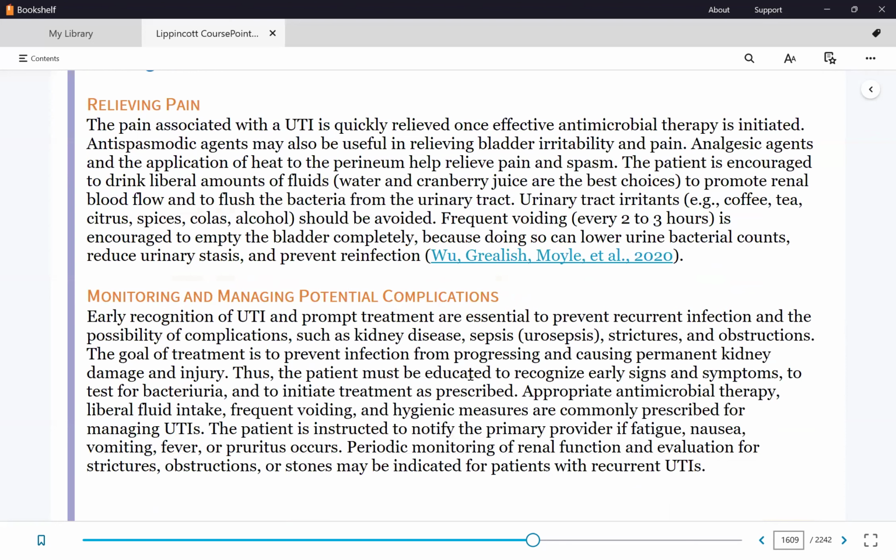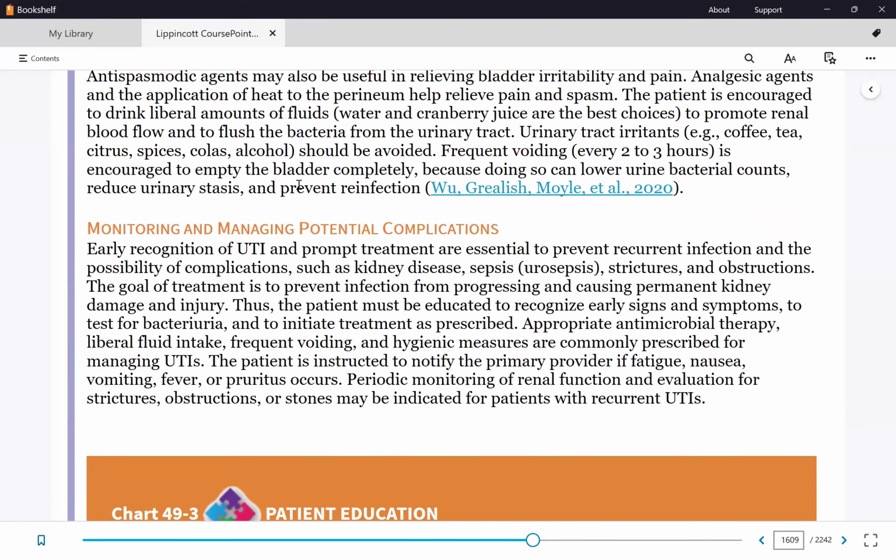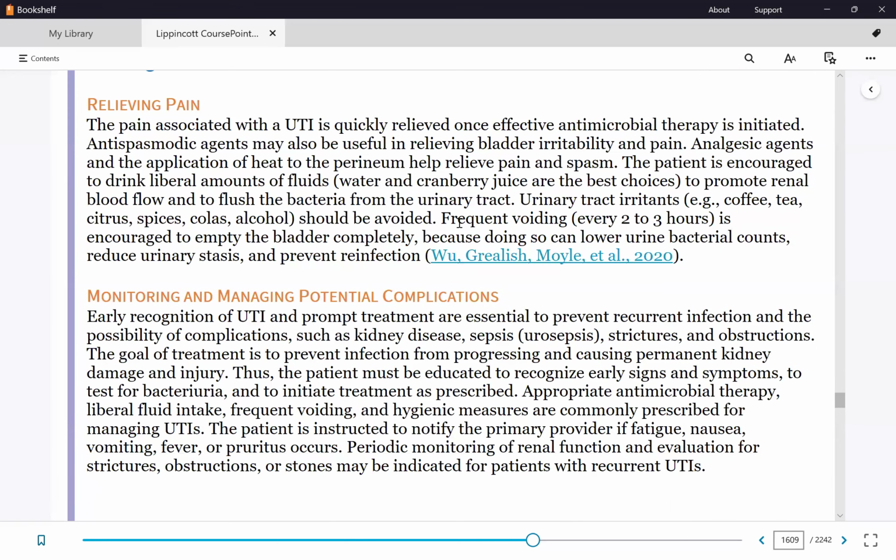Phenazopyridine. What else is mentioned here? Application of heat over the perineum. What else? Do we encourage drinking a lot of fluid? What type of fluid? Coffee, water, soda? Okay. Cranberry juice is included there. And what do we do? Do we encourage coffee, tea, spices, colas? Okay. Even alcohol. All right.